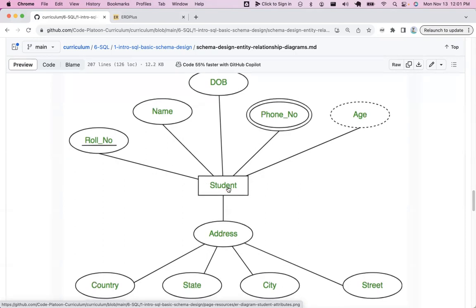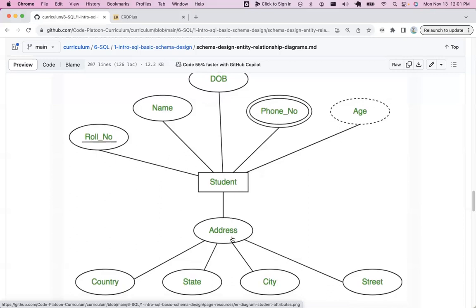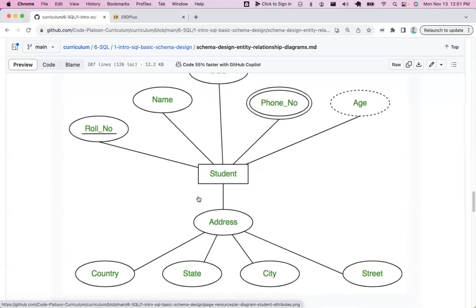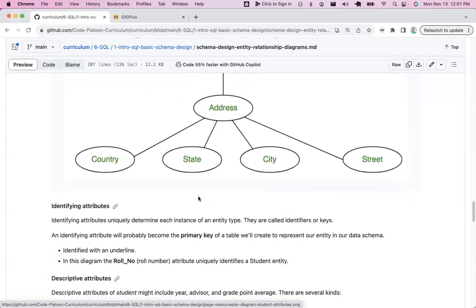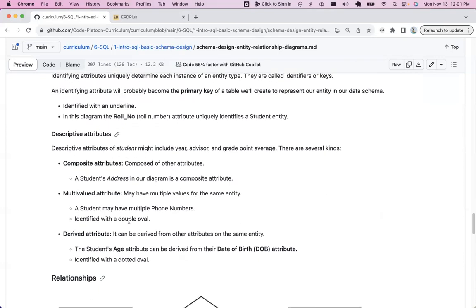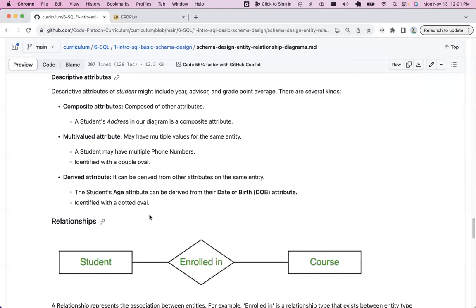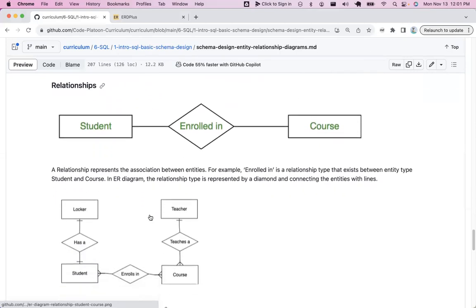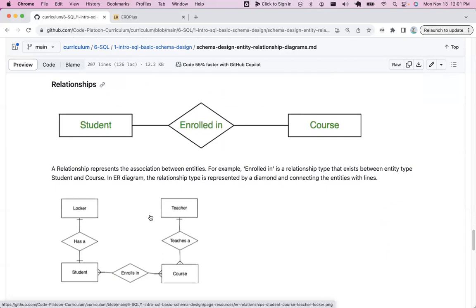So the idea is, let's think about this at a high level before I worry about whether the address should be its own table or just included on the student table. Let's think about this at a higher level with entities and attributes first. And I just list here the different kinds of attributes you can have. The next important piece is these relationships, right?